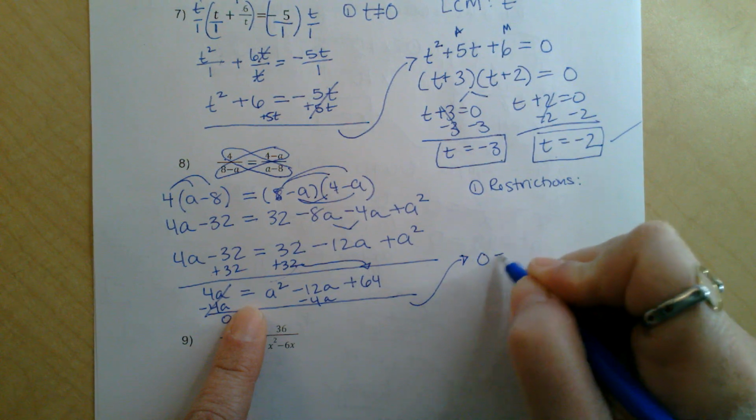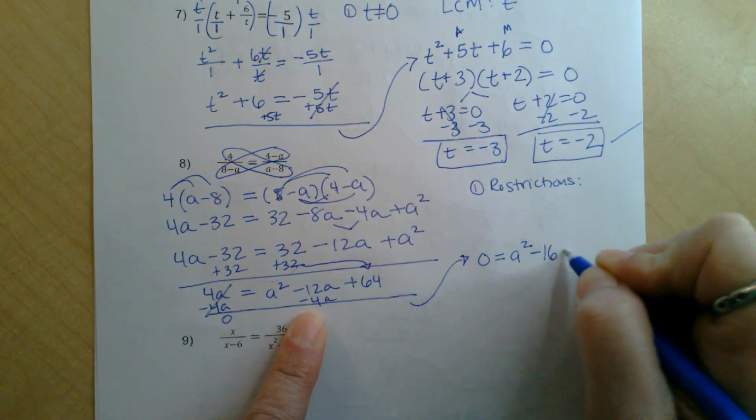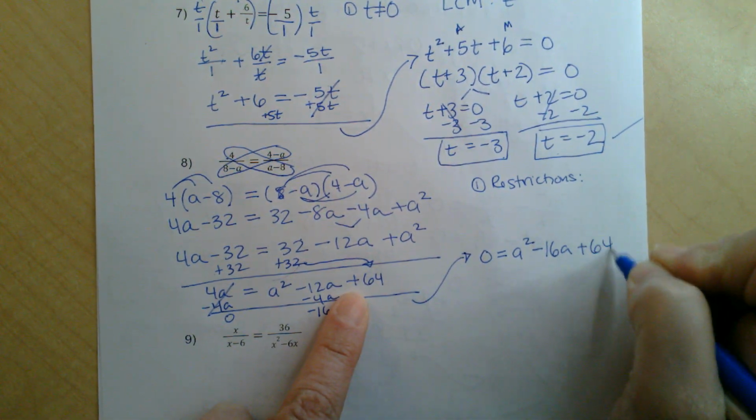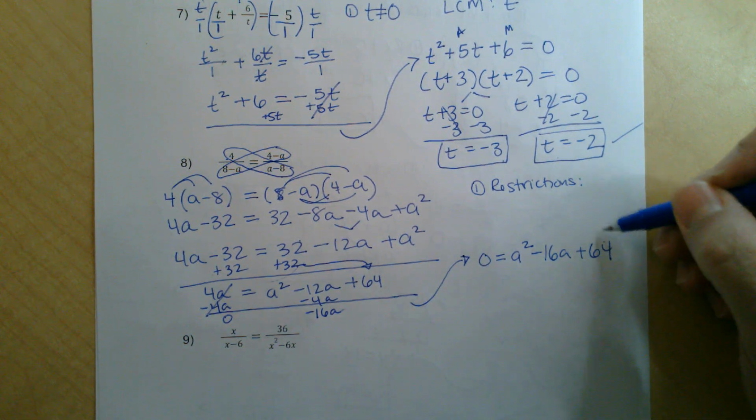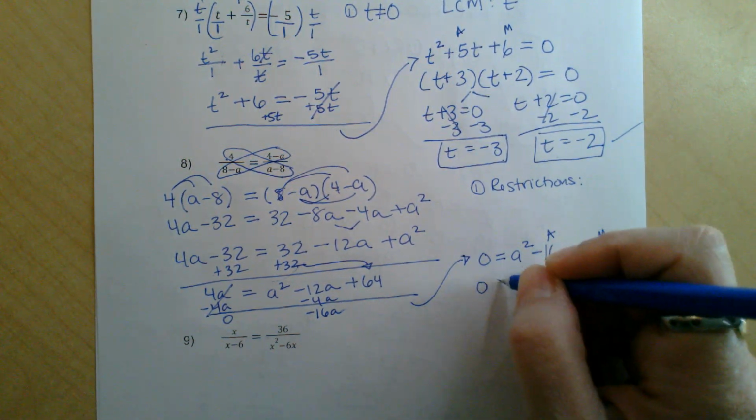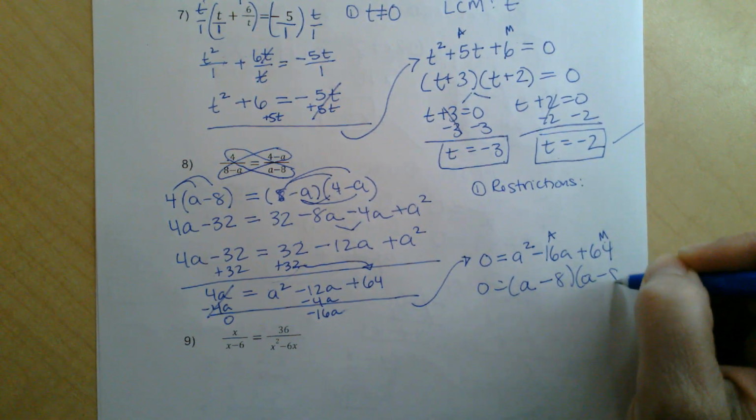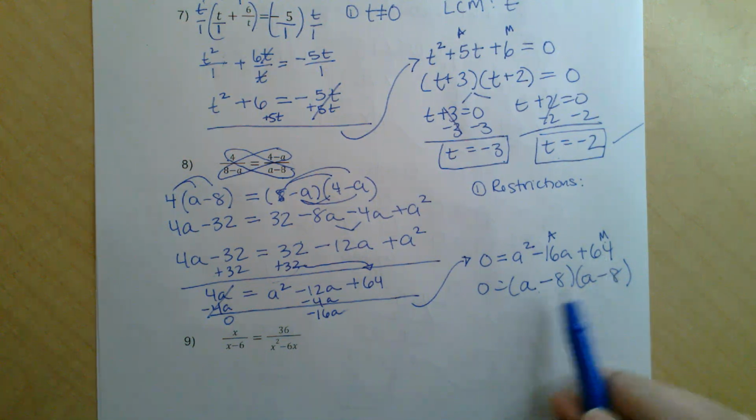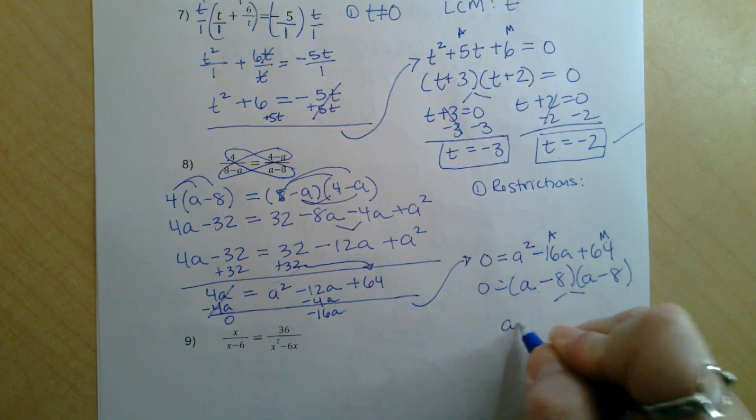So 0 equals a squared minus 16a plus 64. Oh, I could definitely factor that because I can do what multiplies to 64 and adds to negative 16: a minus 8, and a minus 8. Because negative 8 times negative 8 is positive 64. Negative 8 plus negative 8 is negative 16. I could split these up.